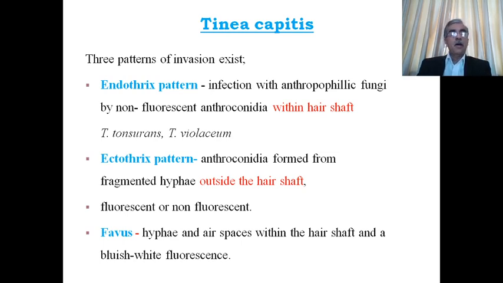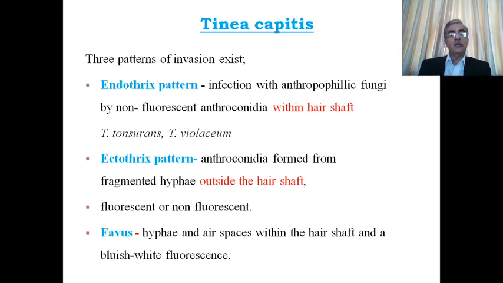Again, we have to differentiate these children on the pattern of invasion. There can be endothrix pattern, ectothrix pattern, and favus. In endothrix, the infection with anthropophilic fungi produces non-fluorescent arthroconidia within the hair shaft, because the causative fungi are inside the hair shaft, and because of that the hair shaft becomes very fragile, and the hair shaft will break at the cutaneous level only.